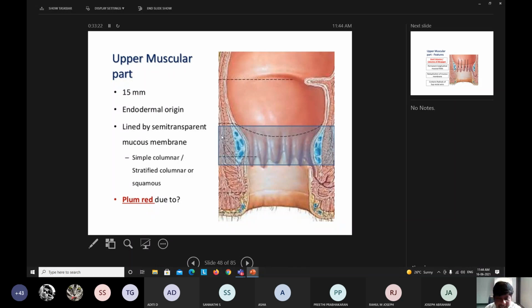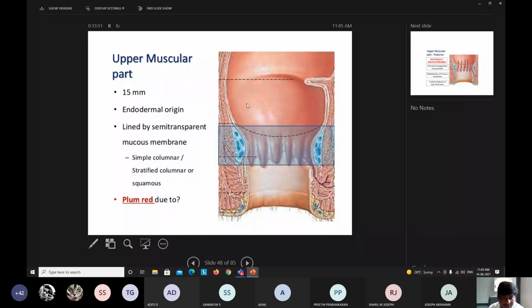So this line divides the anal canal into three parts: the upper part, the intermediate part and the lower part. Above the pectinate line is the upper muscular part, then the intermediate part and then the lower part. First we'll discuss the upper muscular part. It extends till here; I'll show you in the next slide.